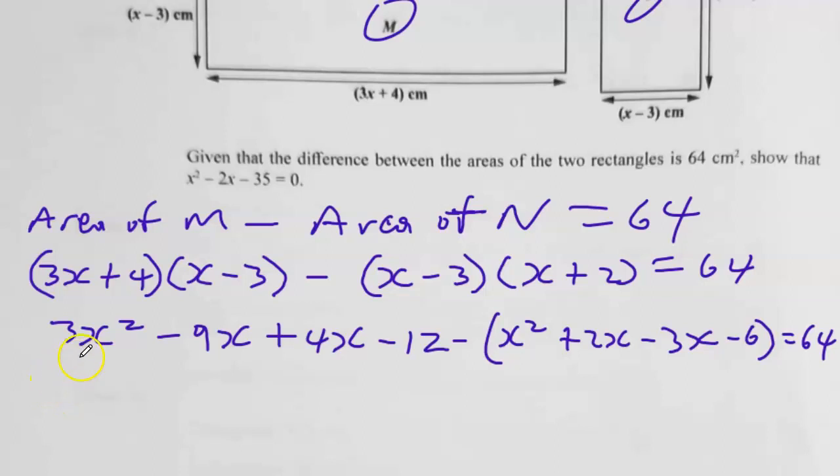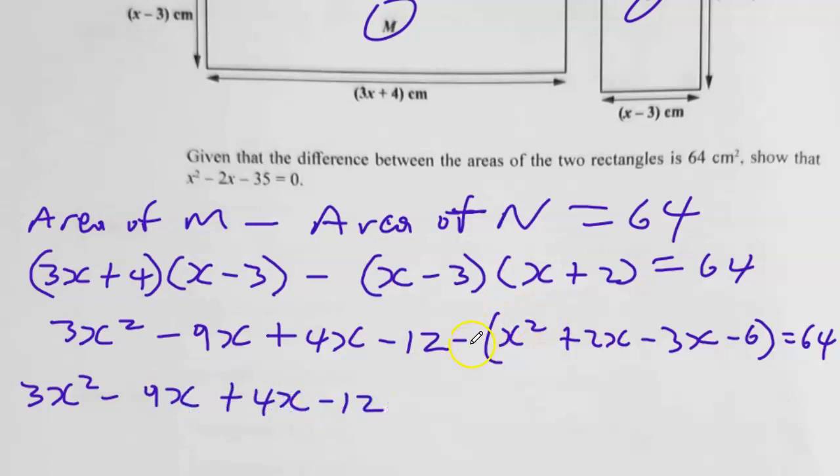So continuing, we have 3x squared, minus 9x, positive 4x, minus 12. Let's distribute the negative now to each term in the bracket. Minus x squared. It's as if we are multiplying each term in the bracket by minus 1. Look at it like that. So minus 2x, minus minus 3x, that's positive 3x, and minus 1 times minus 6, that's positive 6, equals 64.